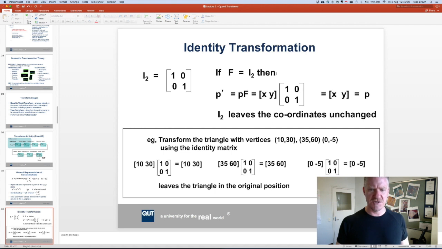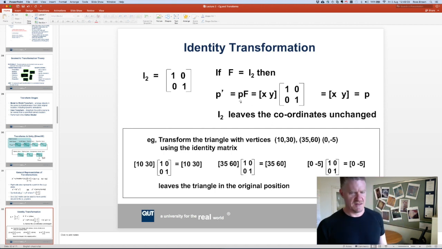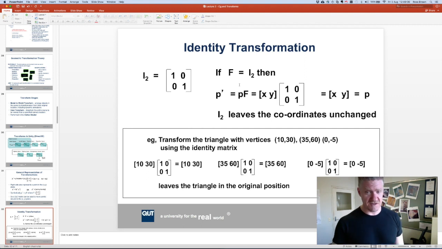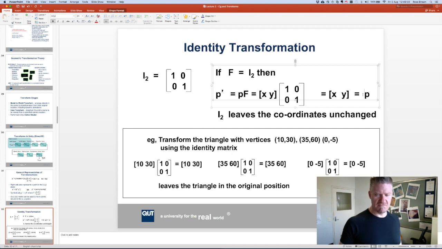There's a number of transformations that you should be aware of. And the first transform is the identity transformation. So that is simply that the point is transformed to the same position. So as we can see here, if F is equal to the identity matrix with the leading diagonal equal to 1, then the final transformed point, P transform, is equal to P. So P prime ends up being the same value. And so that means an identity transform leaves the coordinates unchanged.